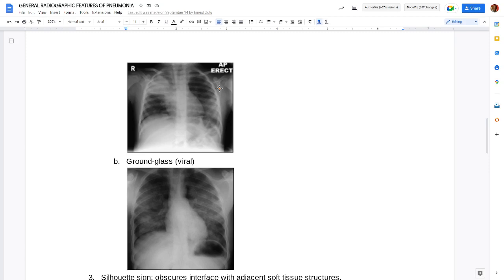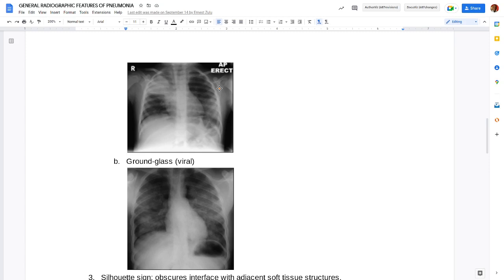What does the fissure do? That's what I was saying: there's a pleural line separating the upper lobe and the lower lobe, which makes it difficult for the infection to penetrate. So it will be confined to one lobe as opposed to immediately spreading to the lower lobe. In this case, you notice the upper lobe is abnormal and the lower lobe is normal.